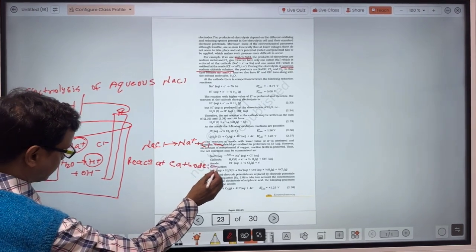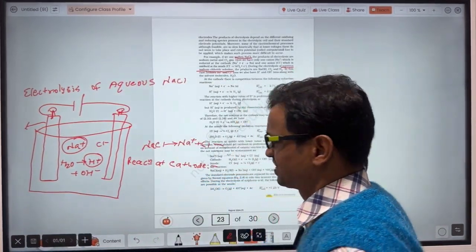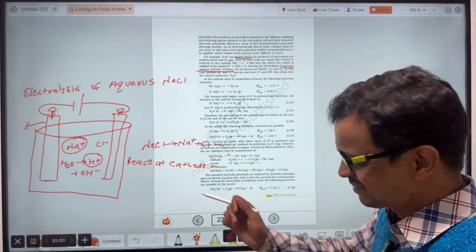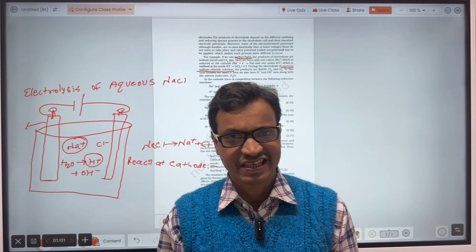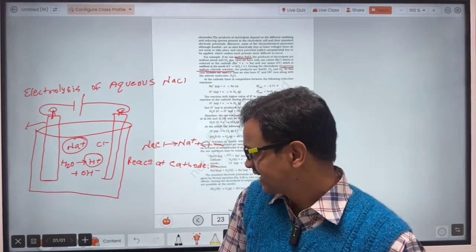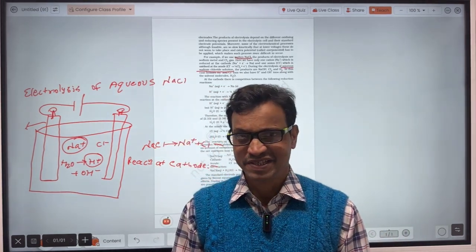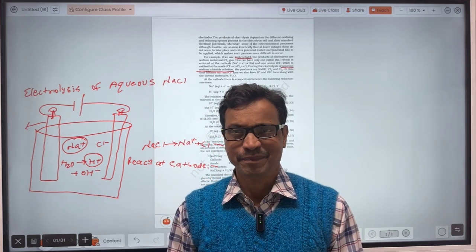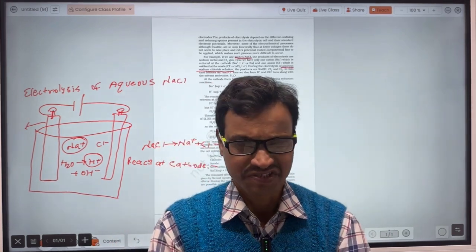So there are two cations here, Na plus and H plus, and two anions, Cl minus and OH minus. At the cathode, either Na plus or H plus will get attracted. That we will have to decide by the standard electrode potential.